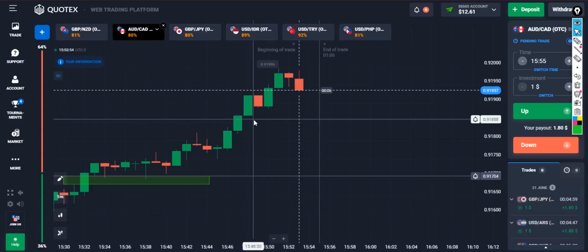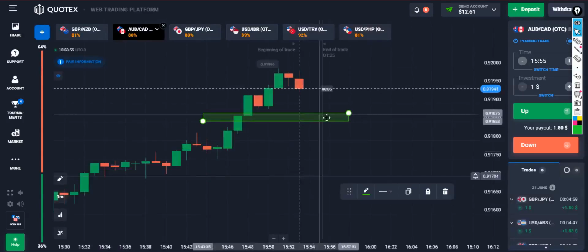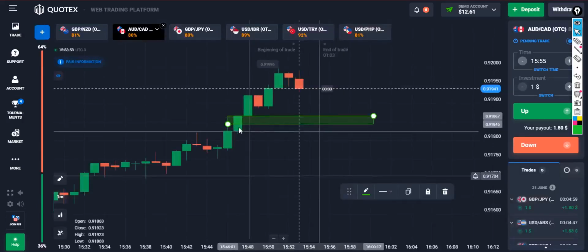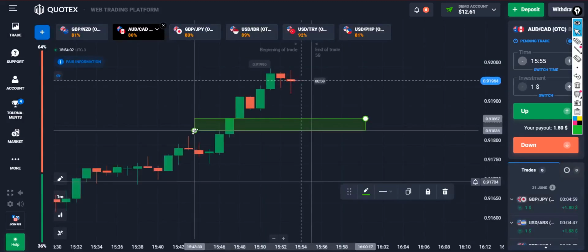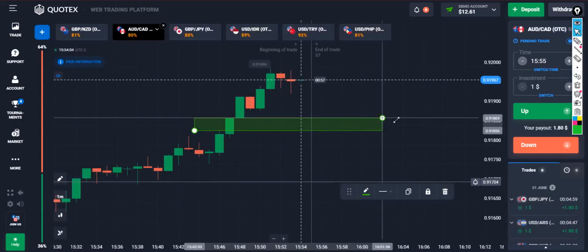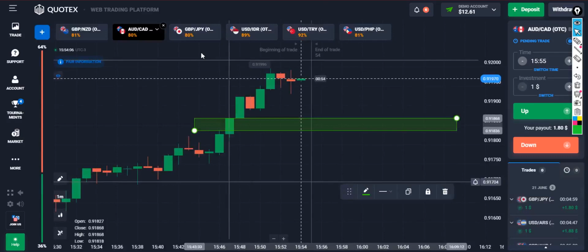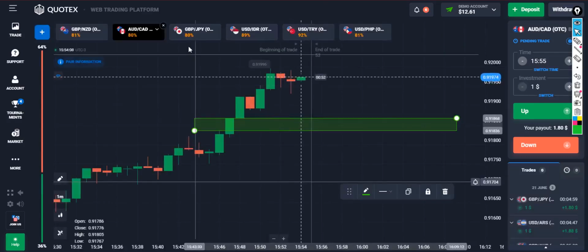So as you can see, I think the market is gonna come to this point. For this one, I'm not sure. Let's switch this. Let's take the fair value gap rectangle and put it right here and see if the market comes to sweep the liquidity from this one or not.